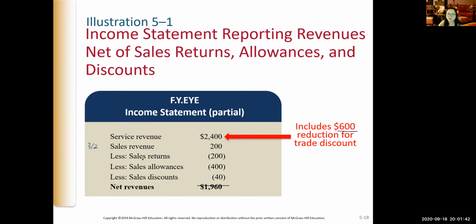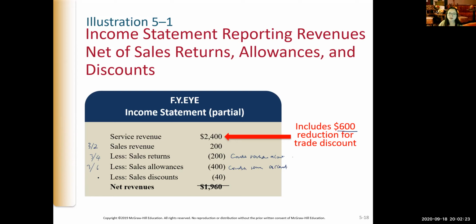Then on March 4th, the customer is dissatisfied with the glasses and wants to return them. So on the income statement, you subtract the sales return of 200, because this, as we said, is a contra revenue account. Then on March 6th, the customer is very unsatisfied with the surgery, and the surgeon said, okay, I give you a sales allowance of 400. That is also another contra revenue account.